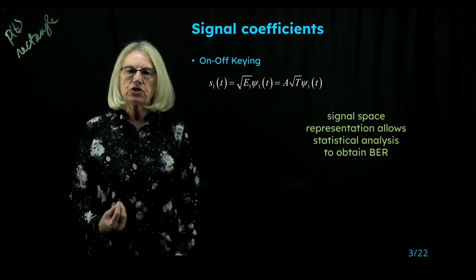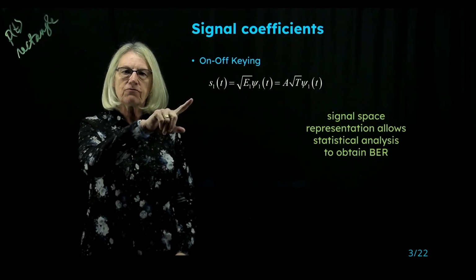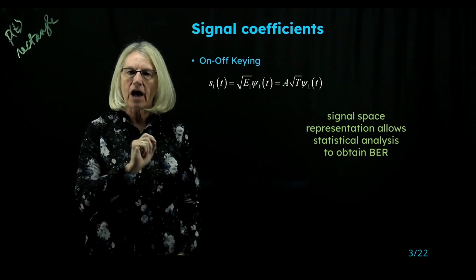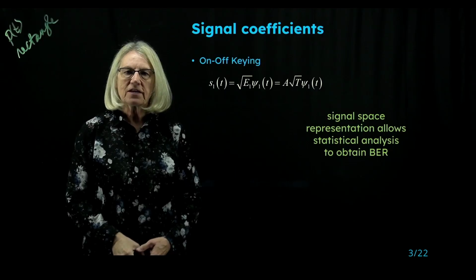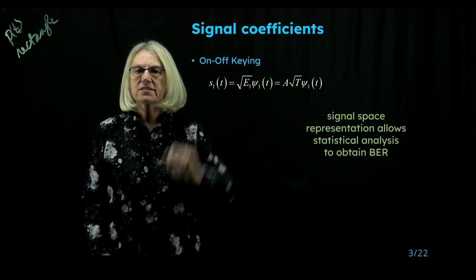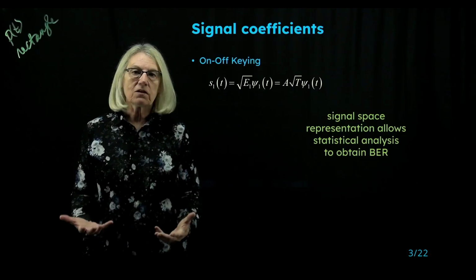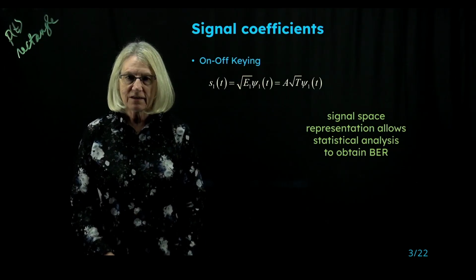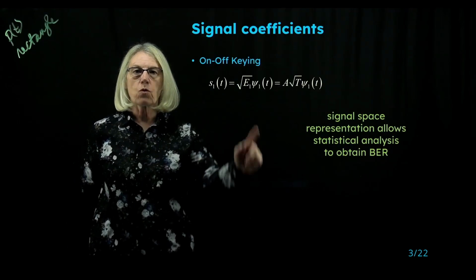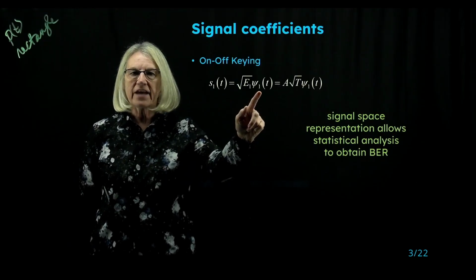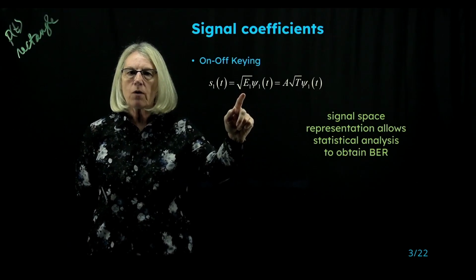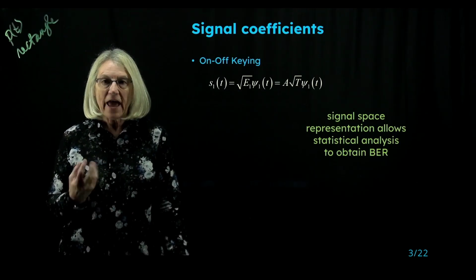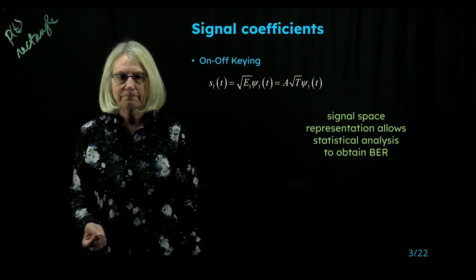So now, in order to do the analysis, I'm going to look for the signal space representation for on-off keying. And remember, the signal space has some basis vector, so that my signal is going to have to be some coefficient multiplied by the basis vector. The basis vector is orthonormal, right? So the energy here is 1. So this coefficient is going to have to represent the energy of that logical 1.